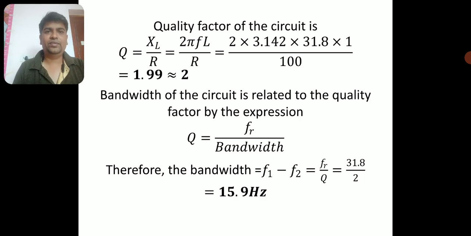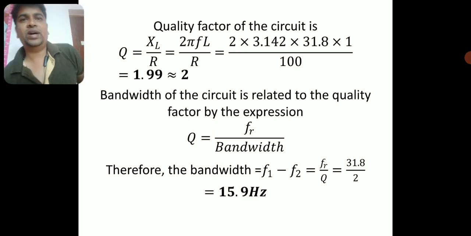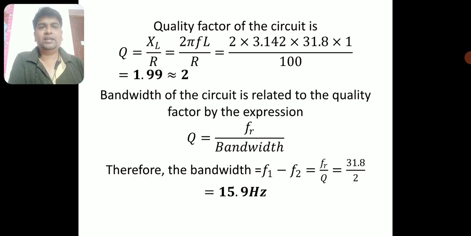After getting 2, I can easily find the bandwidth. We know the equation for quality factor as resonant frequency by bandwidth, FR divided by bandwidth. So if I want the bandwidth, I just cross multiply and I can write it as FR divided by Q. Q I just found out. FR is 31.8 divided by Q, approximately 2. If I substitute that, I can get the bandwidth as 50.9 Hertz.